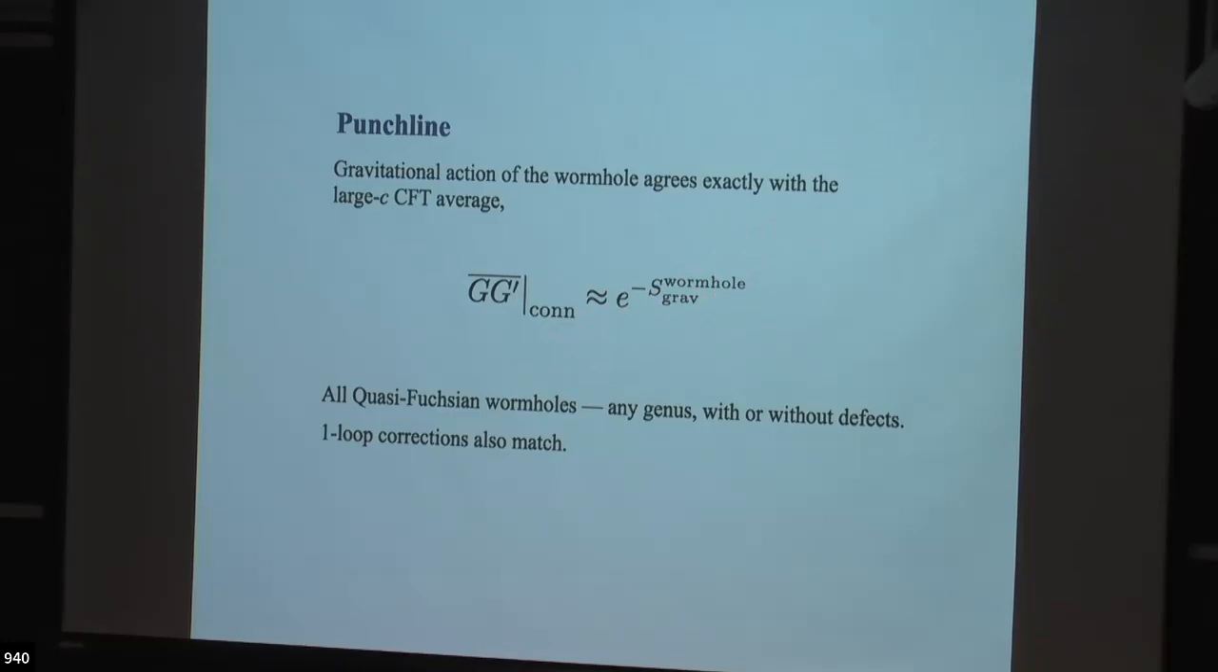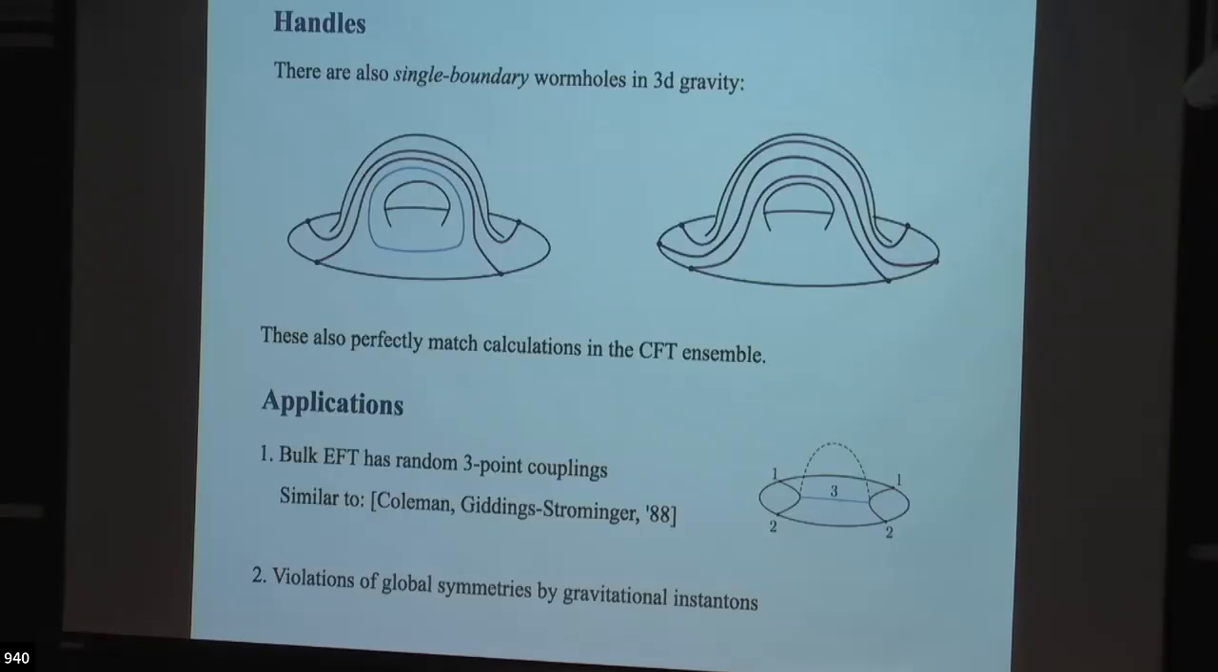Okay, so I've described some class of these wormholes. There are various other, more complicated wormholes that we could talk about. I'm going to mention just one other one, which are the handles. Handles means single boundary wormholes, things that look like this. Now this picture I'm drawing is a two-dimensional handle. You have to imagine the three-dimensional handle.